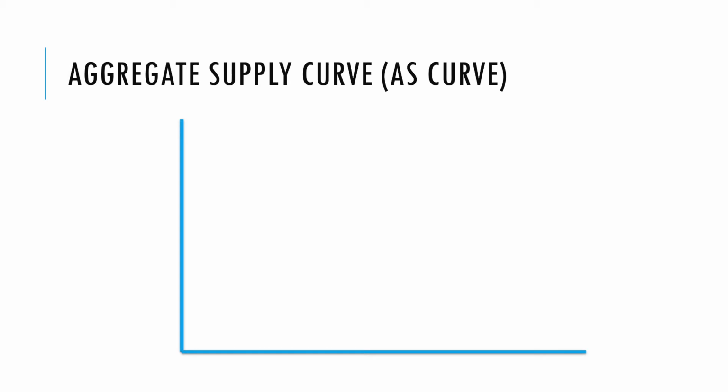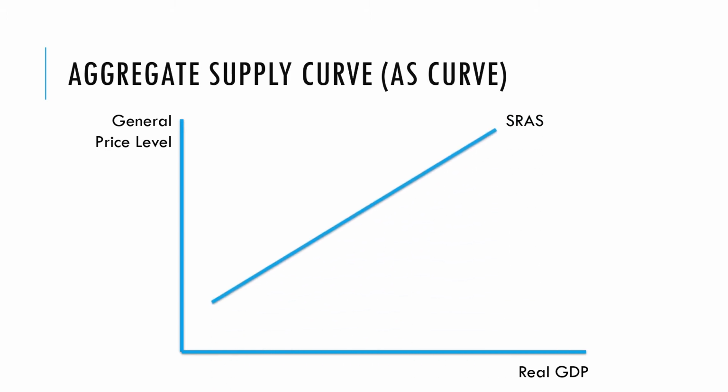And the aggregate supply curve shows us this relationship, sometimes known as the AS curve. Now the axes here are the same as for our aggregate demand curve. So again, we're looking within our economy at the general price level on the y-axis and the level of output, real GDP, on the x-axis. And the AS curve looks like this. So it is upward sloping as opposed to our aggregate demand curve, which is downward sloping.